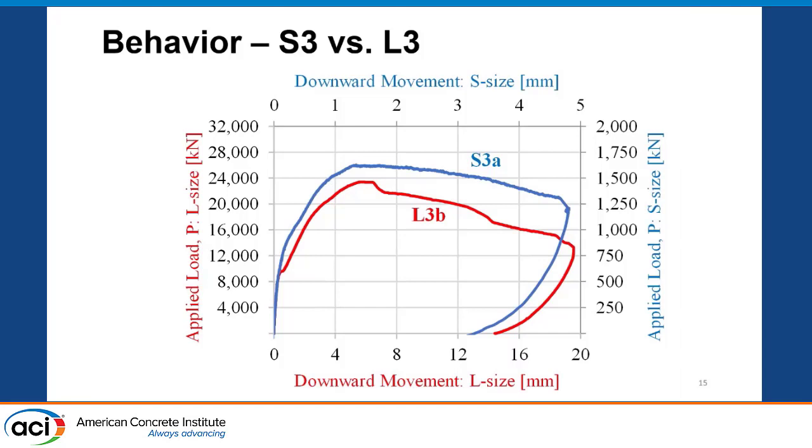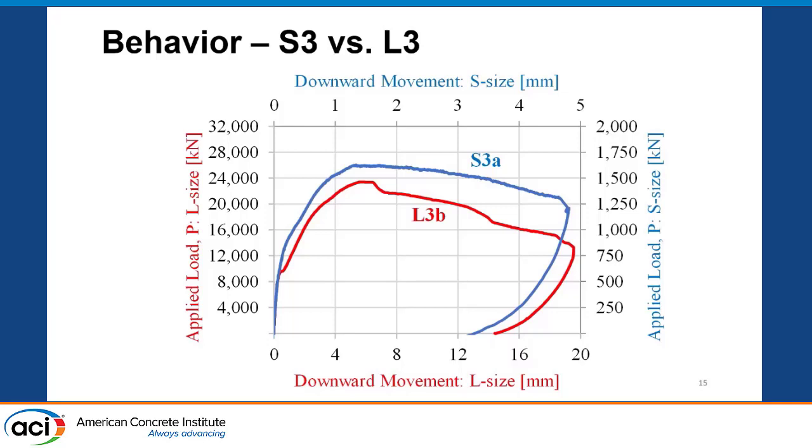This is a complicated chart. I apologize for throwing it all at you at once. So what we have here is a comparison between the largest specimen and the smallest specimen. On the left axis, I'm plotting the applied load for the largest specimen. On the right axis is for the smallest specimen. So the idea here is that the load should scale with the area. The area of the smallest specimen was 16 times smaller than the area of the largest specimen. So what I've done here is I've gone from 32,000 kilonewtons to 2,000 kilonewtons.